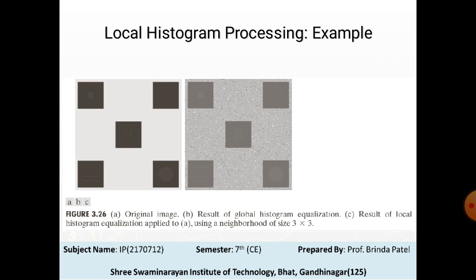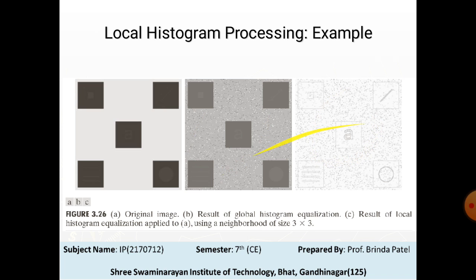Local histogram equalization using a 7 by 7 neighborhood revealed the presence of small squares inside the larger dark squares. The small squares were too close in gray level to the larger ones, and their sizes were too small to influence global histogram equalization significantly. Note also the finer noise texture in figure C, a result of local processing using relatively small neighborhoods.